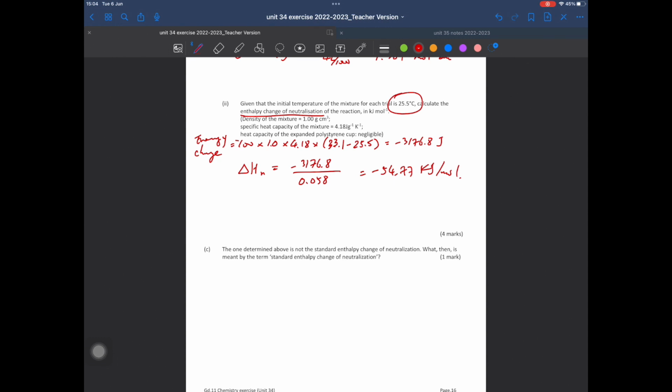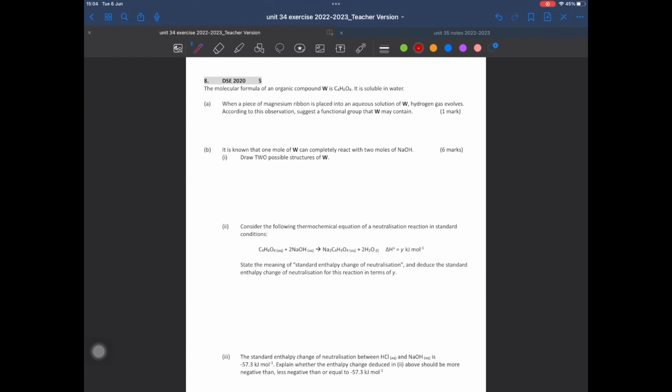Well, part C, so please refer to your notes for the definition of delta Hn. Question 8. So in case there is a solution W that can react with magnesium ribbon, what kind of functional group should it have, either in formula or in word.